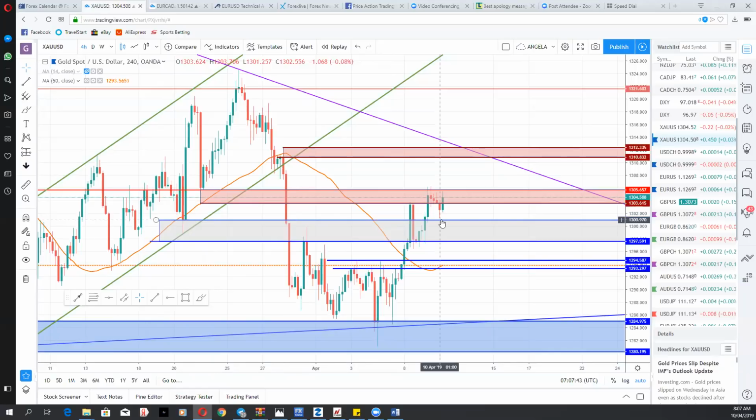It's going to be support. This area is going to be support. So if price drops down from here, this place would most likely serve as support. And if the market respects it as support, then they might get the momentum to move higher.